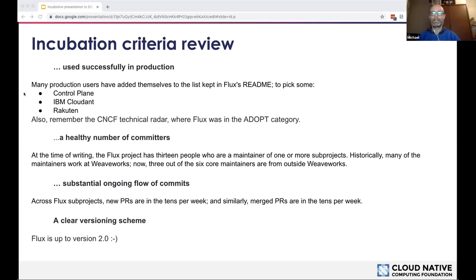We have a healthy number of committers. I mentioned roughly half the committers are from outside Weaveworks, although it was historically a Weaveworks project. There are about 13, at last count, who are maintainers of one or more of the sub projects. And there's a substantial ongoing flow of commits. This is subjective and called out as such in the criteria, but on the order of tens of PRs a week get posted and merged, often from first time contributors and non-maintainers. And there's a clear versioning scheme: we were at 1.13 when we entered the sandbox. Now we're approaching 2.0 and we use Semver, so we're quite concerned with backward compatibility.